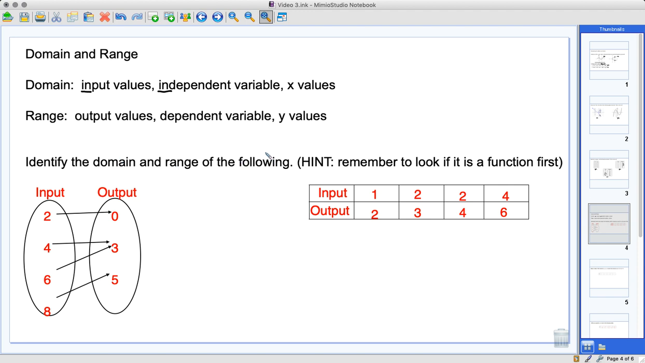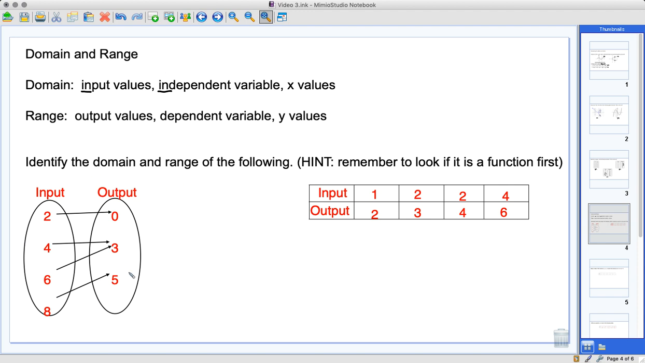Okay, guys, domain and range only work if it's a function though. Okay, so why we did the last two slides is here. Okay, we always want to make sure it's a function first. Okay, so now we've got new words to go with our x values and our y values.